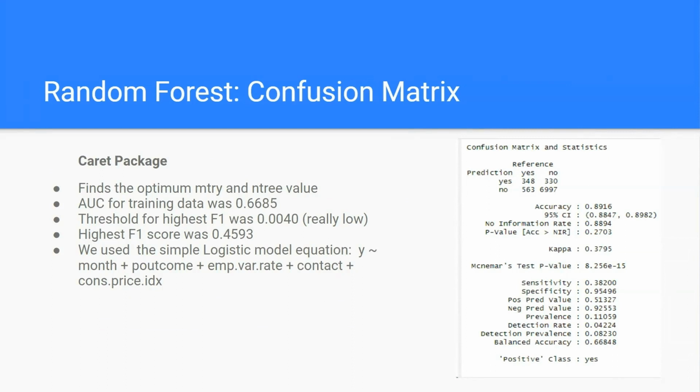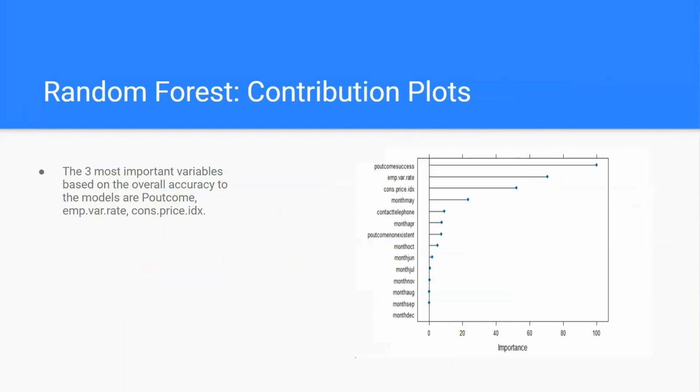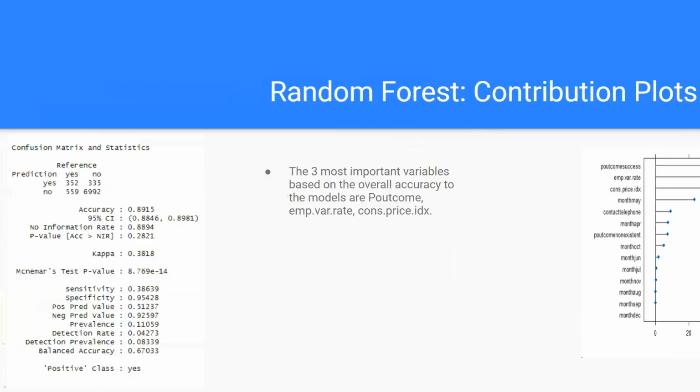We got the threshold for the highest F1 score to be about 4%, which was really low, most likely due to the high complexity of the random forest. We got the highest F1 score to be about 45.9%. For the model equation, we used the simple logistic model equation. From the plot above, we can see that the three most important variables were P outcome, the employment variation rate, and the consumer price index.